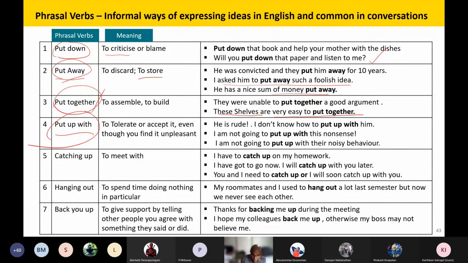So you could also use it as, I'm not going to put up with their noisy behavior. Now, the next door neighbor is making lots of noise and you can't study. So you could just simply say, I can't put up with their noisy behavior. Do you understand what I'm saying? Yes, sir. Do you follow? Have you used these phrasal verbs before? Yes, sir. You have used it? Yes, sir. And where? In your class or where?